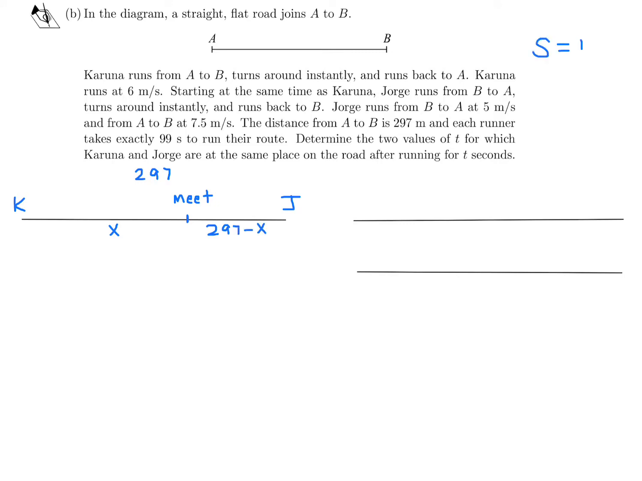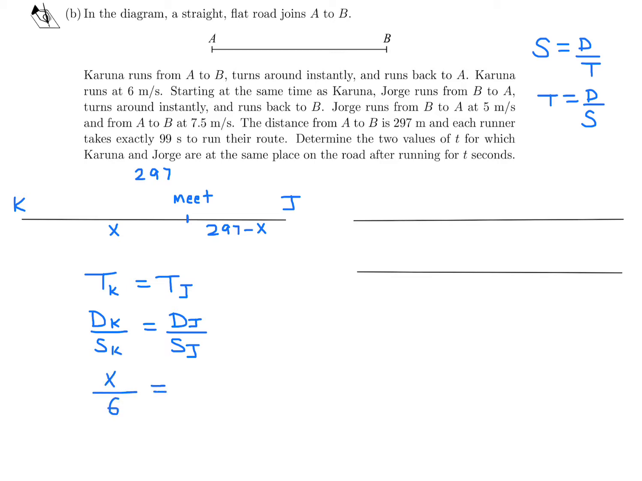Now, as always, speed is equal to distance over time. Time is equal to distance over speed. So when they meet, their times are equal, the amount of time that they've been running. So when they meet, the time for Karuna is the same as the time for Jorge, and that would be d over s for both of them. So dj and the speed for j. Okay, so dk looks like x. sk, they told me, is 6 in the question. dj is 297 minus x, and the speed is 5 when Jorge is running in that first segment.